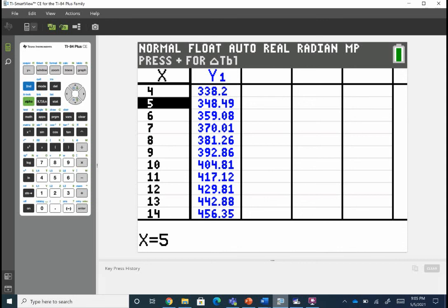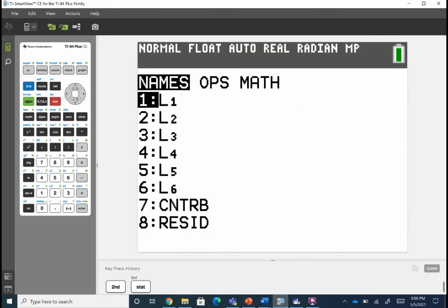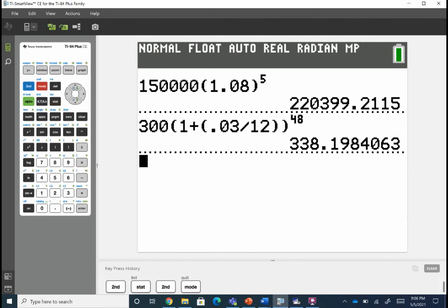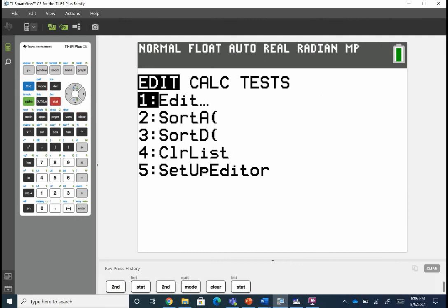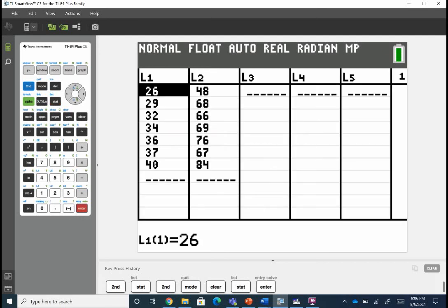what we're going to do is put those values into our lists. To get to your list, press the second key and then the stat key. Oh, just kidding, sorry. Just press the stat key. There we go. So not second stat. Just press the stat key and we're going to press edit.